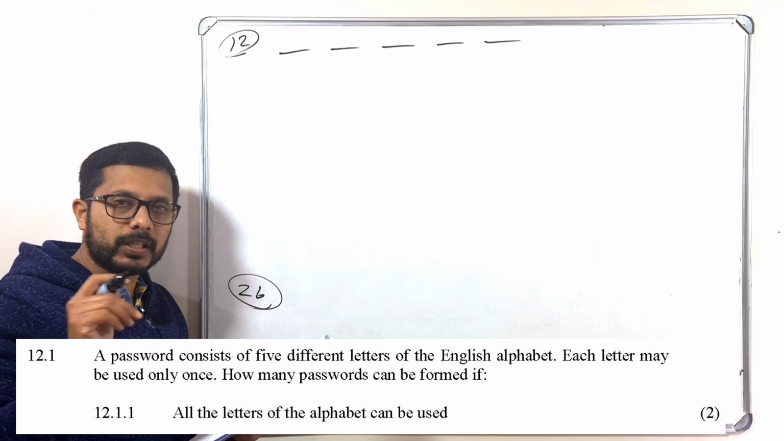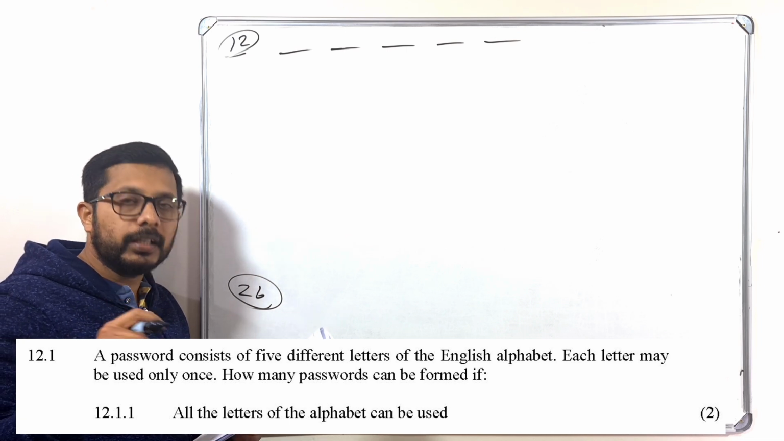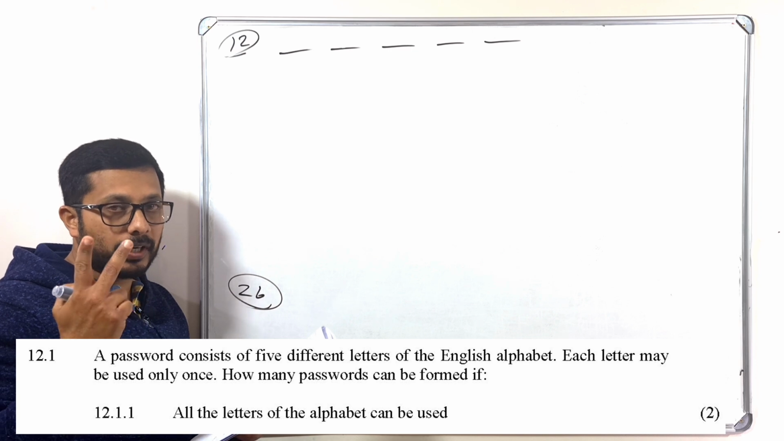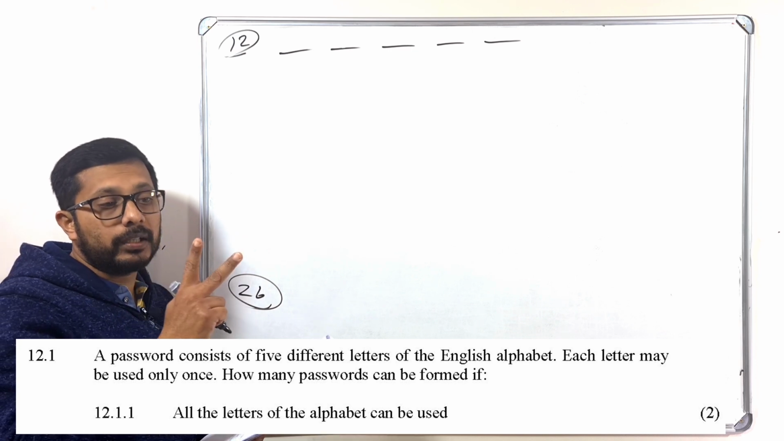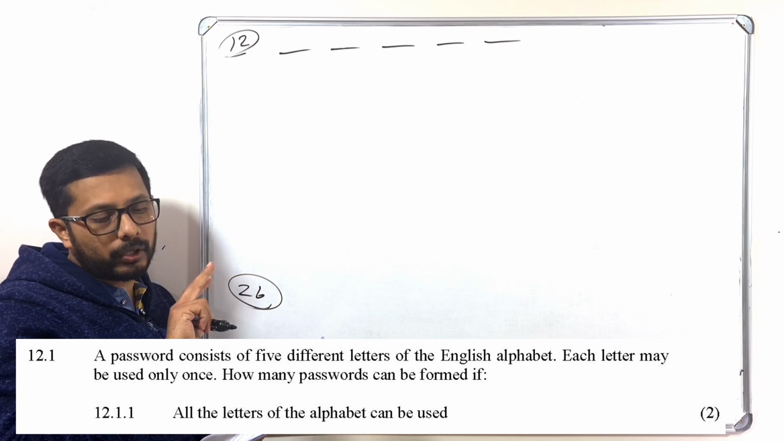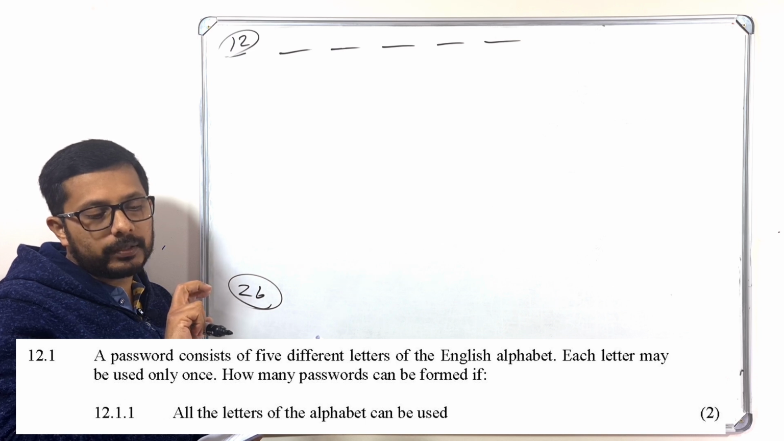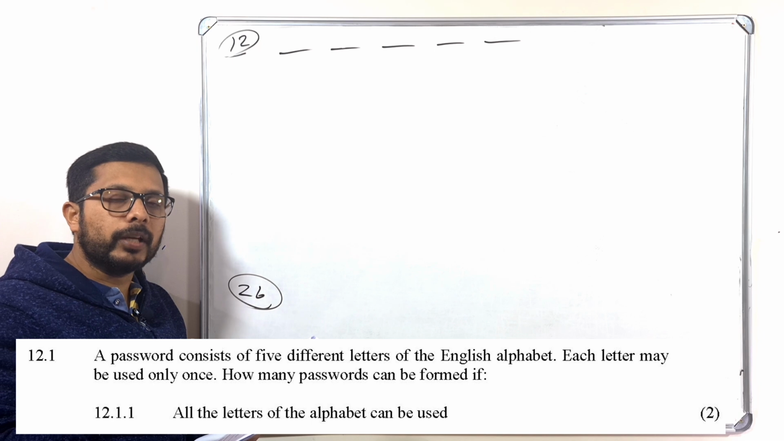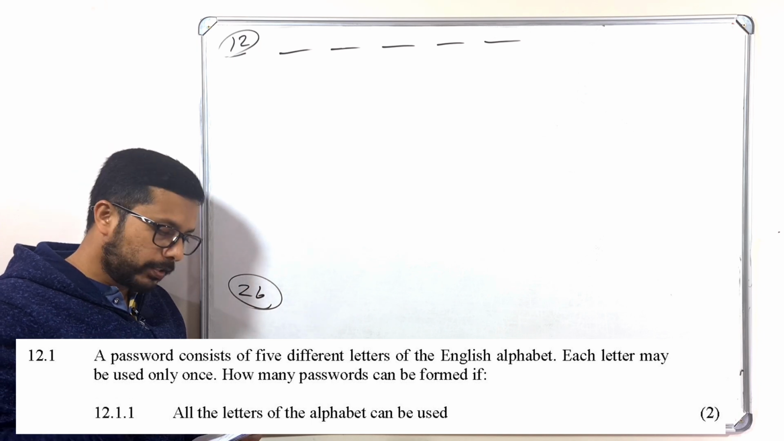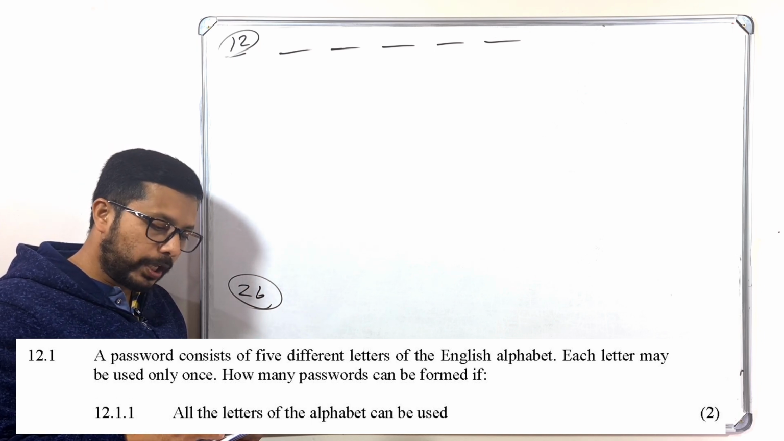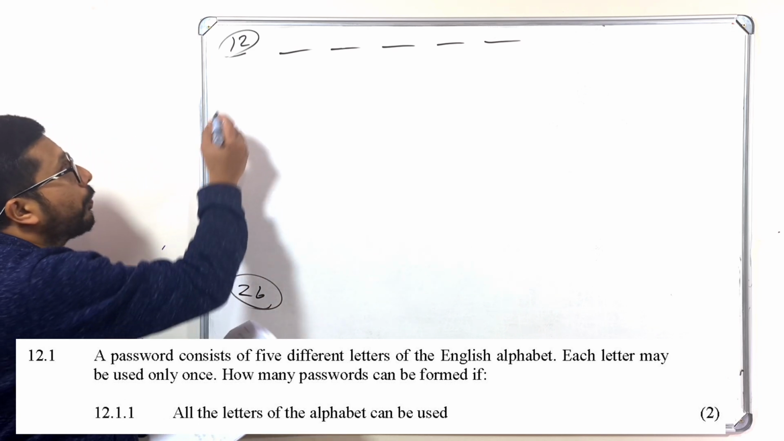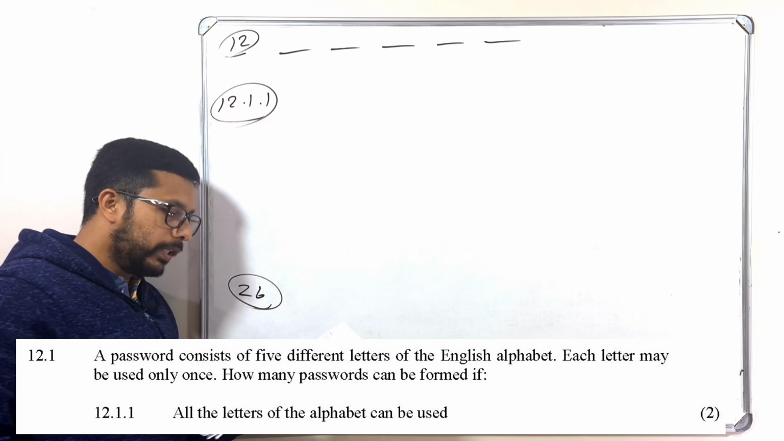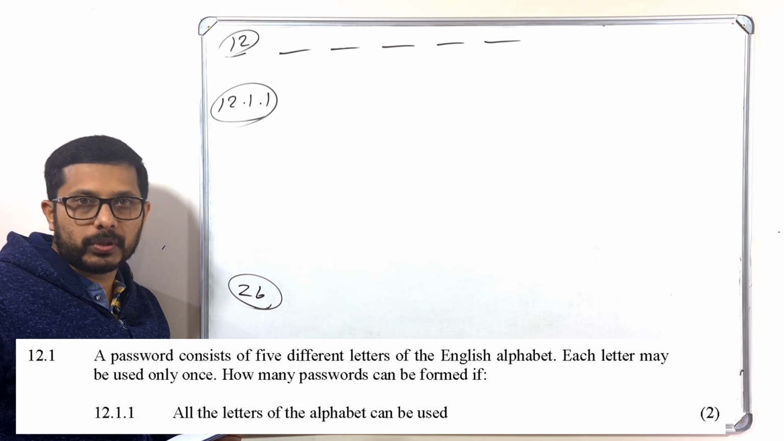Then how many passwords can be formed? What do you want to find? The number, not the probability. Like what I said, there are 2 types of question. Either you have to find the number or you have to find the probability. So here in this question, how many means you have to find the number. So how many passwords can be formed if 12.1.1 all the letters of the alphabet can be used?